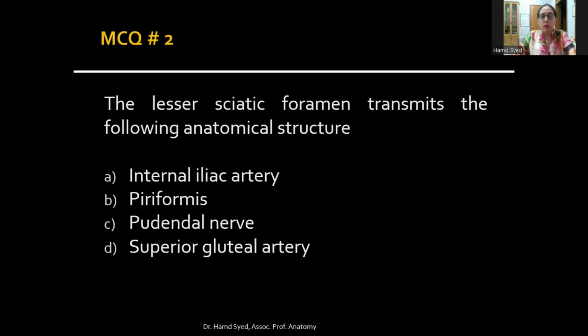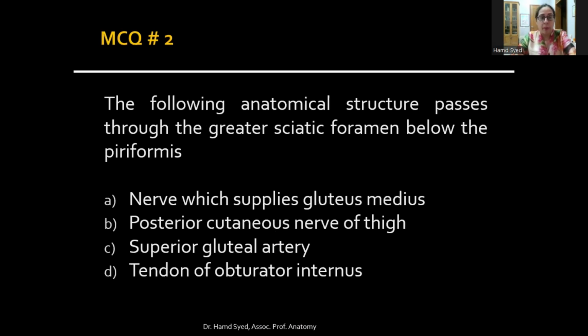The lesser sciatic foramen transmits the following structure. Well, that is the pudendal nerve. We have already summarized the structures which are passing through lesser sciatic foramen. And which of the following anatomical structure passes through the greater sciatic foramen below the piriformis? So here the important point is that they're asking about the structure passing below piriformis. So that is posterior cutaneous nerve of thigh.